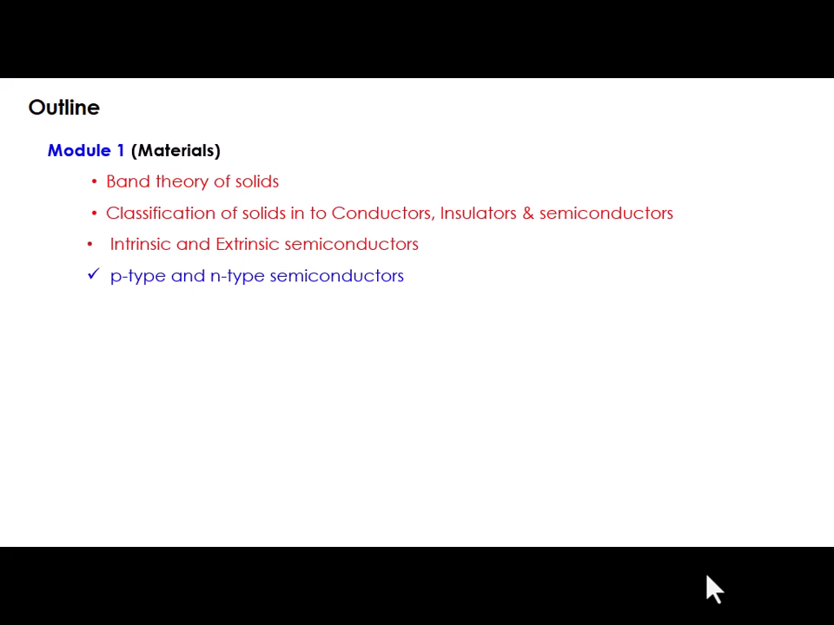If the dopant atom is pentavalent, then we will get a type of extrinsic semiconductor called N-type semiconductor. If the dopant atom is trivalent, having 3 valence electrons, then we will get an extrinsic semiconductor called P-type semiconductor. In today's class, we will discuss in detail these P-type and N-type semiconductors. So, now let us discuss the N-type semiconductor first.